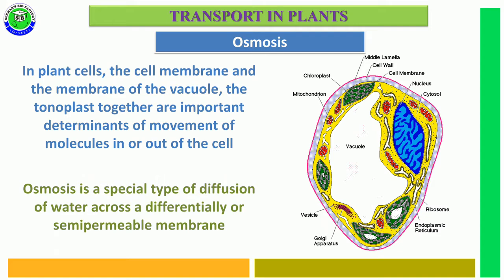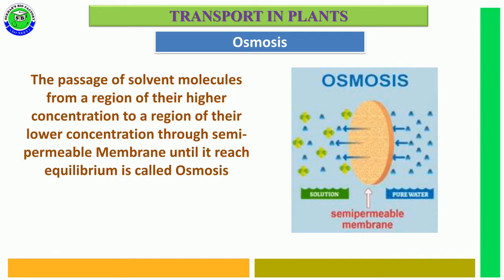Osmosis is a special type of diffusion of water across a differentially or semi-permeable membrane. During osmosis, the solvent that passes is nothing but water. The movement of solvent molecules always occurs from a region of its higher concentration to a region of its lower concentration through a semi-permeable membrane until it reaches equilibrium, and this is called osmosis.